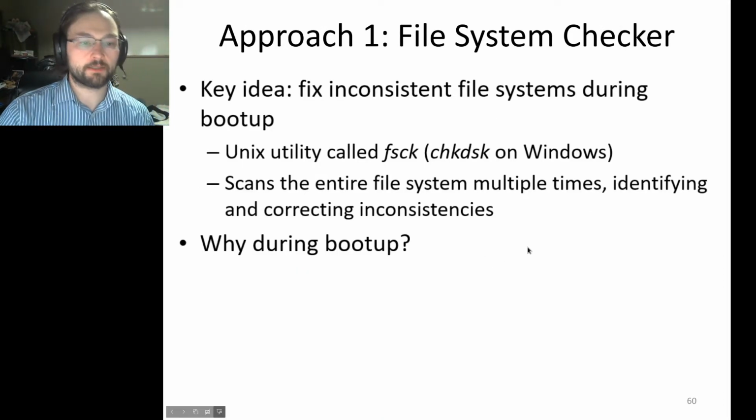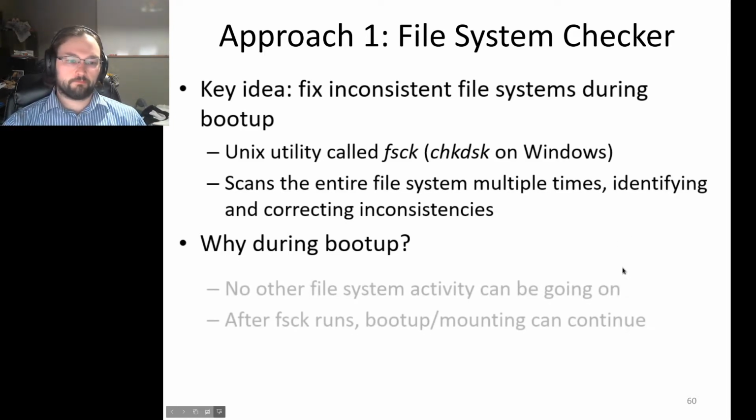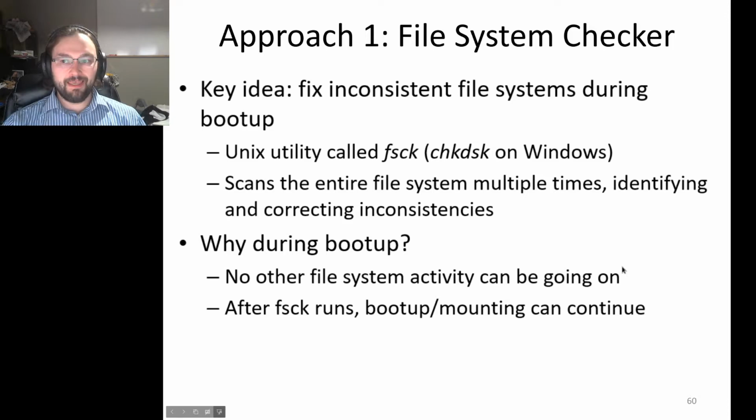All right, so file system checker: when the machine boots up, we're going to scan the entire file system looking for inconsistencies, and then we're going to try to fix them. So think for a second, why would we do this during boot up? The key idea here is that when we're fixing the file system, we want to make sure that nobody else is writing to the file system.